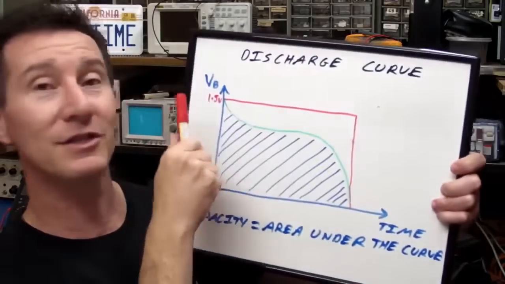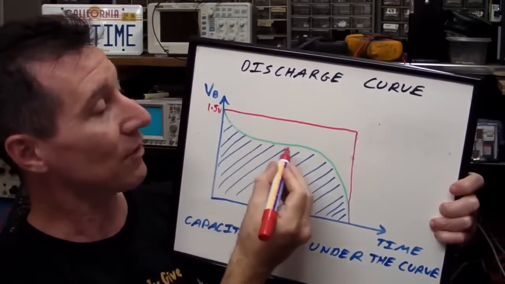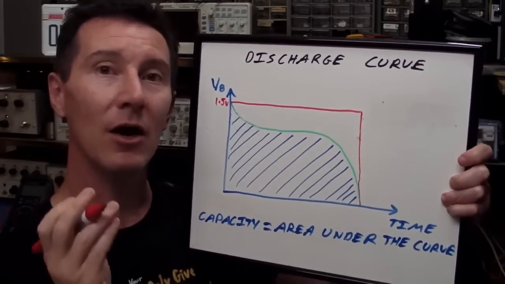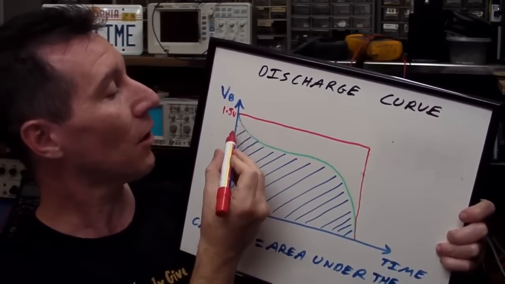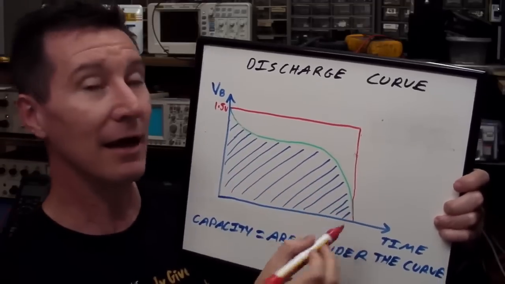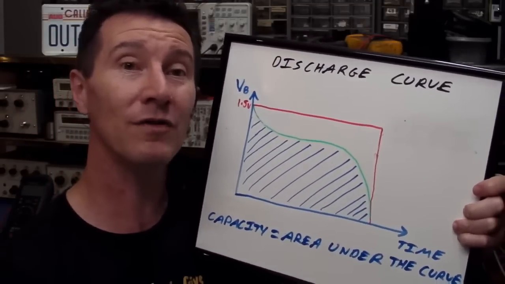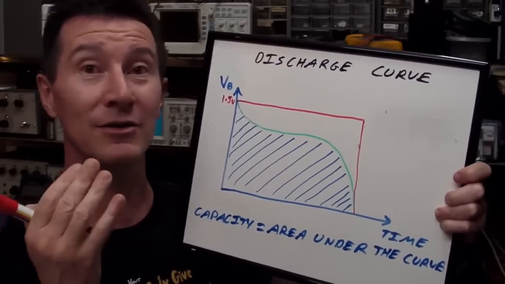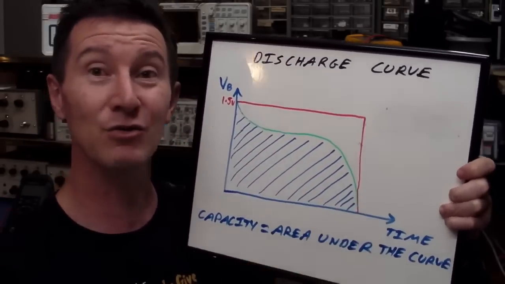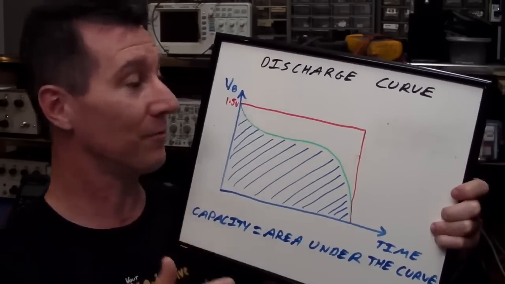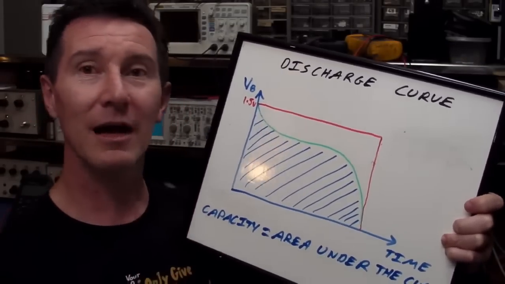So how do you actually measure the capacity of the battery? Well, if you look at the discharge curve again, that's the green one here, the capacity of any battery is the total area under that curve. And you may know that the area under the curve is an integral. So if you know how to do your integrals and you've got the actual data, you can do an integral of it. But we won't do that.